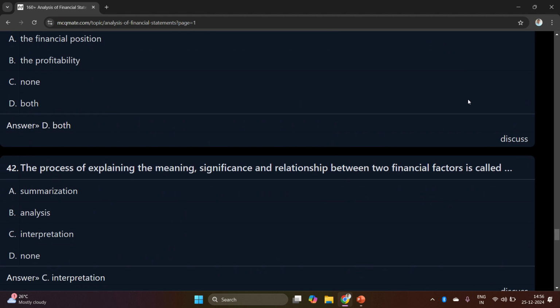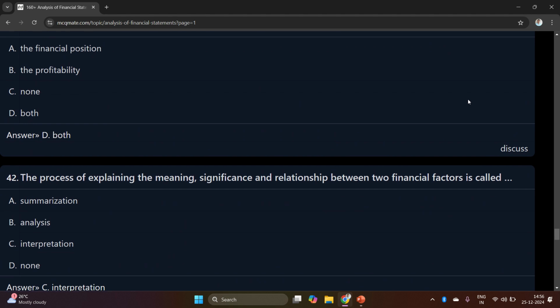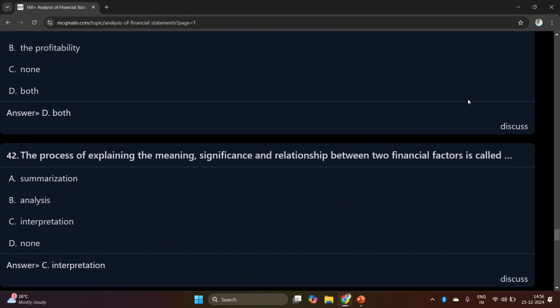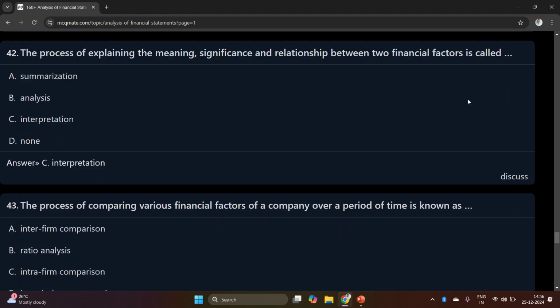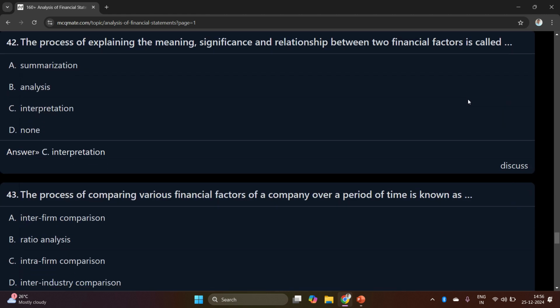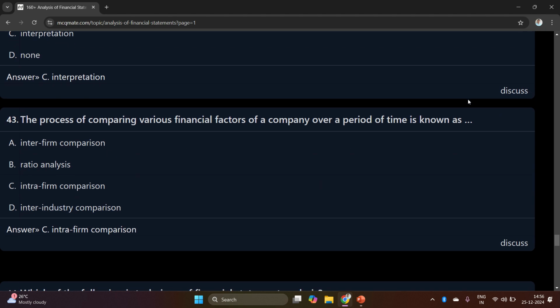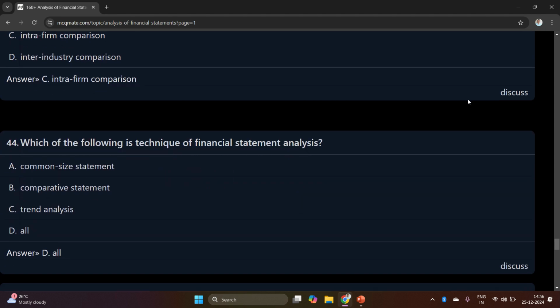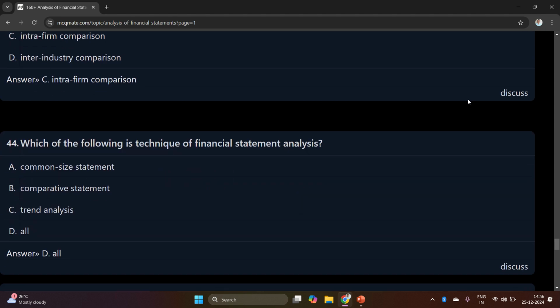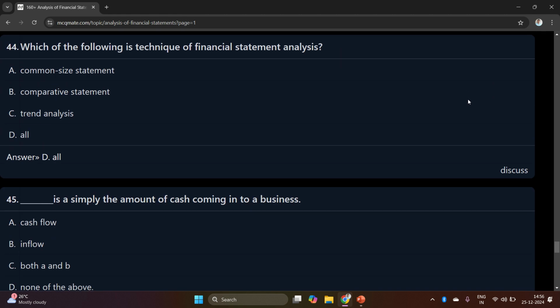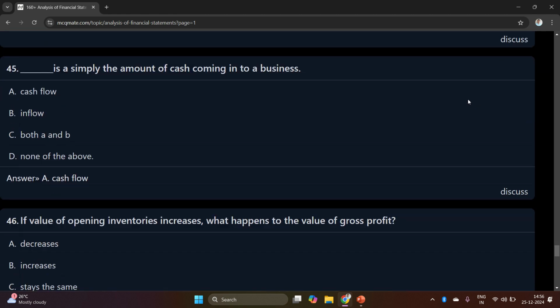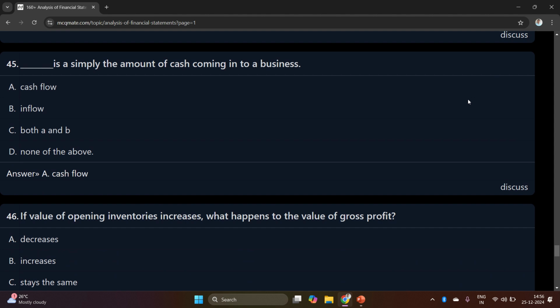The process of explaining the meaning, significance, and relationship between two financial factors is called interpretation. The process of comparing various financial factors of a company over a period of time is known as intra-firm analysis. Which of the following is a technique of financial statement analysis? Common size, comparative, trend analysis. Cash flow is simply the amount of cash coming into the business, cash inflow.